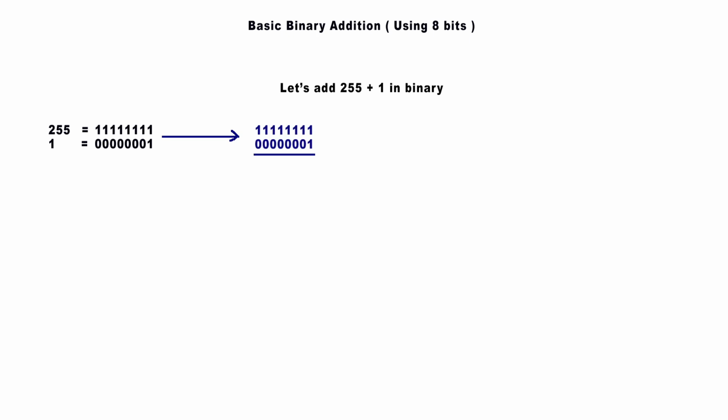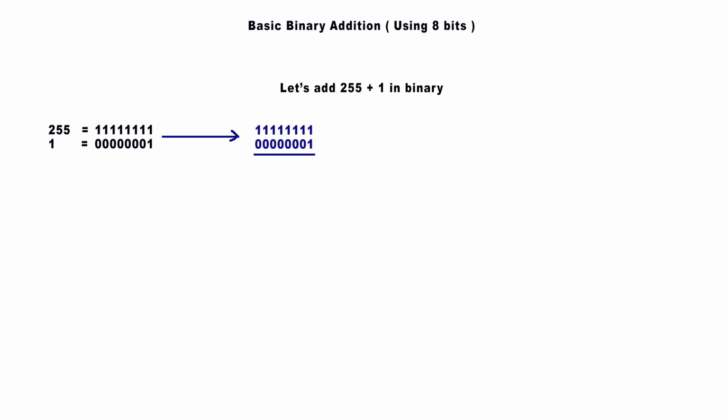Let's go ahead and continue, and let's do a full 8 bits. It's basically the same process. Let's add the number 255 plus 1, which will obviously bring us into an overflow or a carry situation, 256. So 255 is 1, 1, 1, 1, 1, 1, 1, 1. And the number 1 is 0, 0, 0, 0, 0, 0, 0, 1.